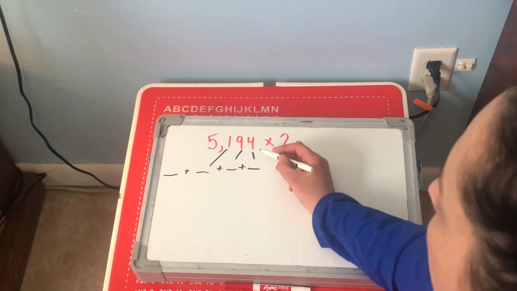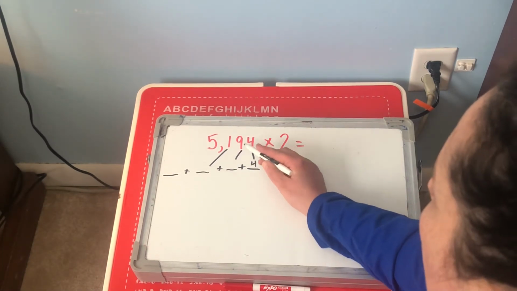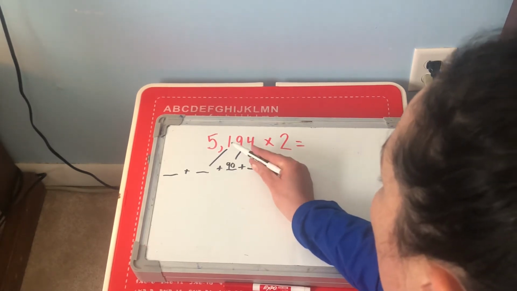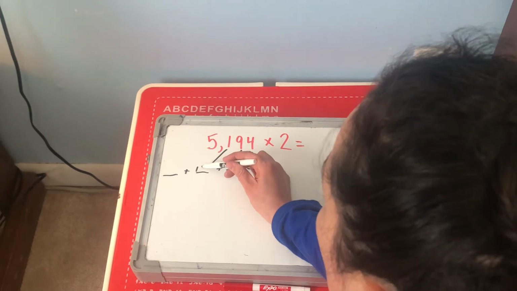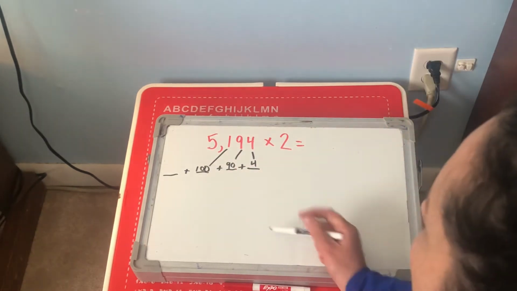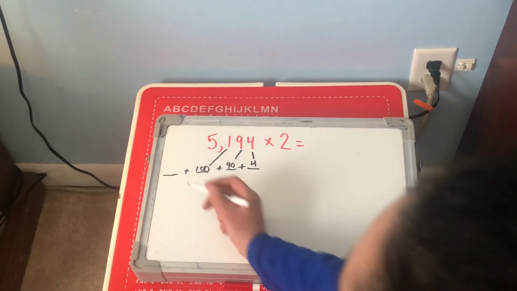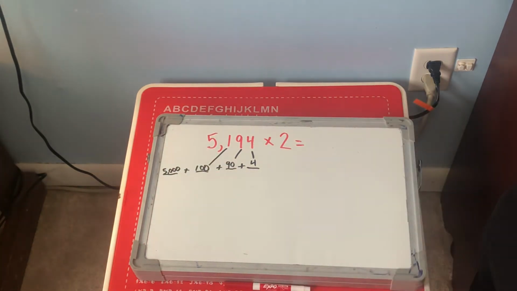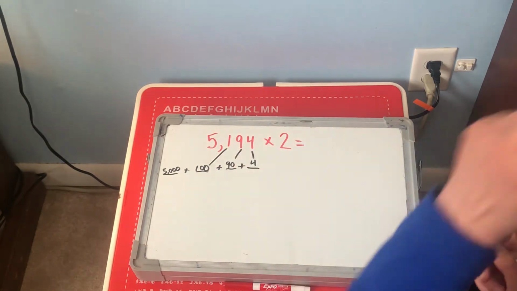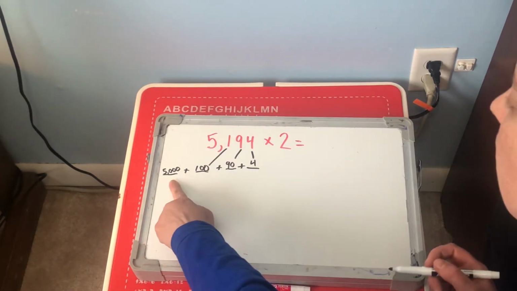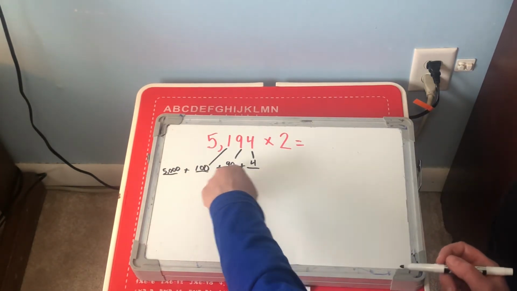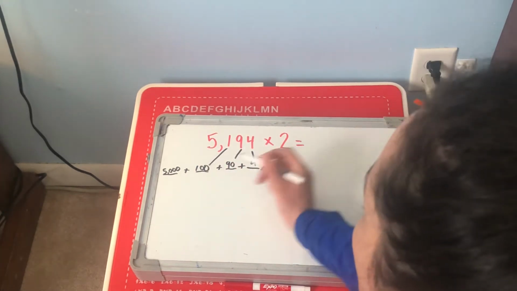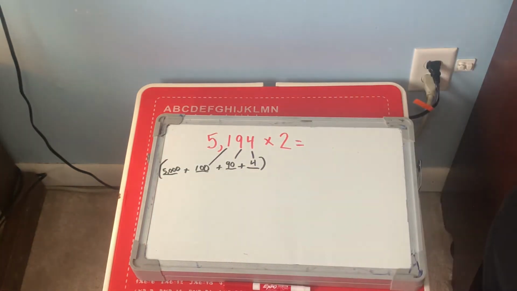I like to start in my ones. So this is 4. This isn't 9, it's 90. 90 plus 4. This isn't 1, it's 100. And this isn't 5, it's 5,000. 5,194 is the same as 5,000 plus 100 plus 90 plus 4. So instead of multiplying this number times 2, I'm going to multiply all of these numbers times 2.